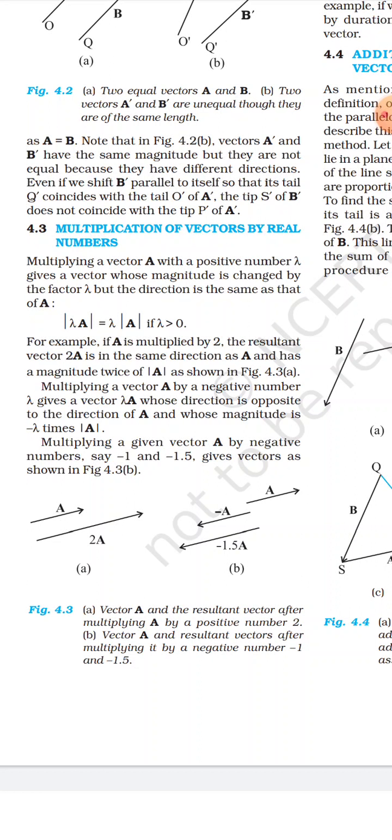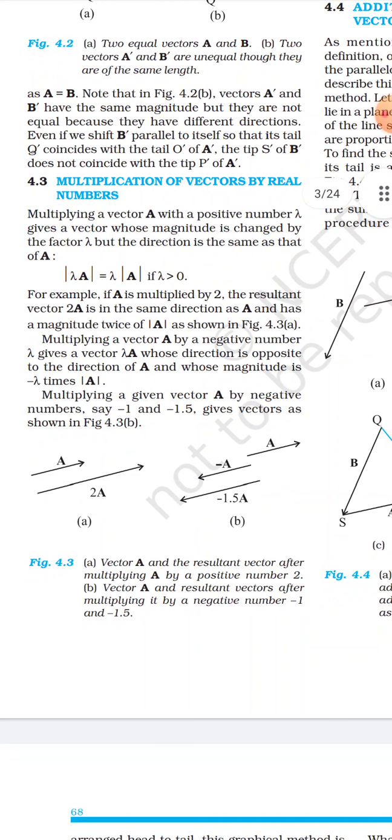Just like multiplying vector a by a positive number, if we multiply vector a by a negative number, like minus lambda into mod of a, and we put the minus lambda into the mod, we will get the positive value. But if I multiply vector a by a negative term, then the magnitude will be the same, but yes, it will be in the opposite direction.